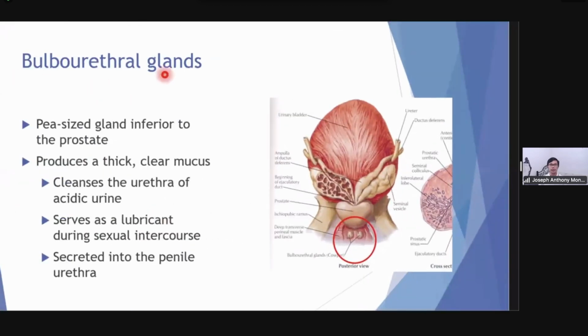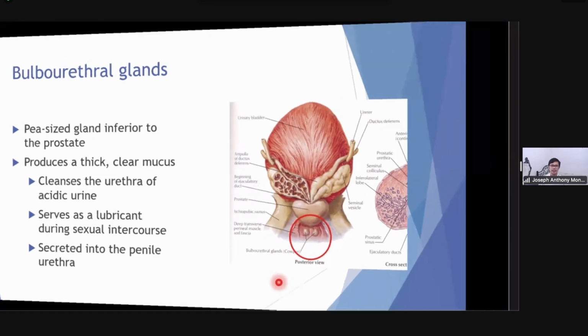So for the bulbourethral gland, it's just a pea-sized gland. It produces a thick, clear mucus that cleanses the urethra of the acidic urine. It also serves as a lubricant during sexual intercourse. Important here is that the bulbourethral gland drains to the penile urethra. No? It's not from the prostatic urethra because it's found inferior to it.